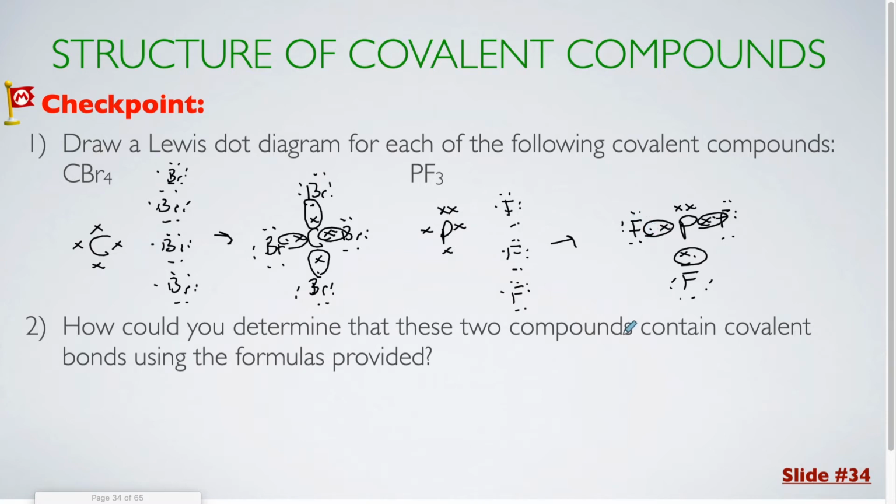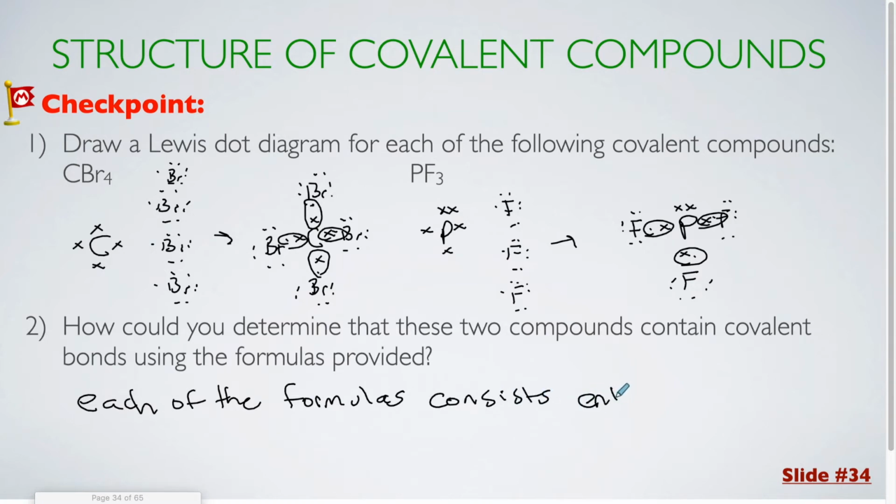For our second question, we were asked how we could determine that these 2 compounds contain covalent bonds using the formulas provided. Each of the formulas consists entirely of nonmetals. And there's one more important part that we want to add to this, and there are no polyatomic ions.